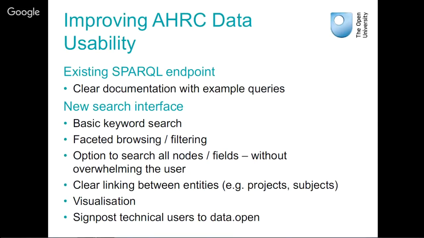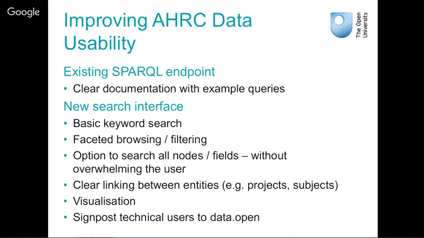I would like to provide an option to search all of the nodes and fields, but I'm conscious of the fact that having lots of information and lots of options in one interface can be quite overwhelming to the user. So that's something that I would need to think quite carefully about doing, while still providing that flexibility but maintaining the usability of it. I would be keen to have clear linking between the different entities.